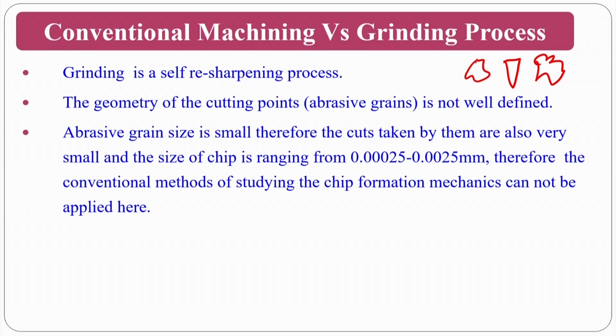Okay. Abrasive grain size is small, therefore it is taken by themselves and the chip also will be very small. Normally, the chip ranges from this 0.00025 to 0.00025 mm. Okay. So, normally the chip thickness will be in microns.